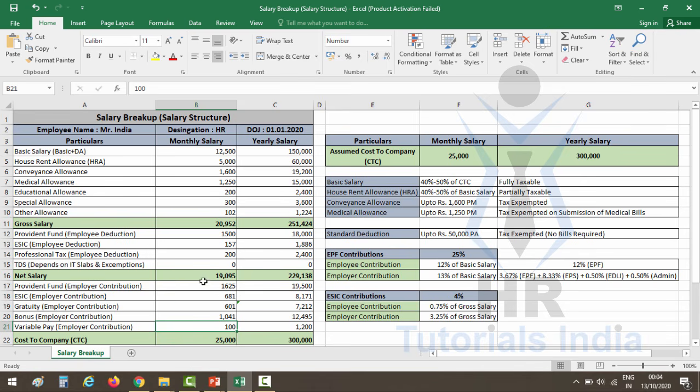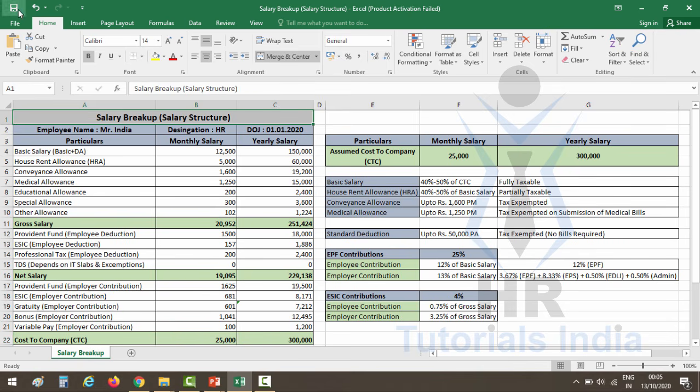So when we add up all the employer contributions and add them to the gross salary, CTC will arrive. So I have given here a formula of B11 plus B17, 18, 19, 20, 21. B11 is gross salary. Then here come all the employer contributions, which are B17, 18, 19, 20, 21. So altogether the CTC has arrived.